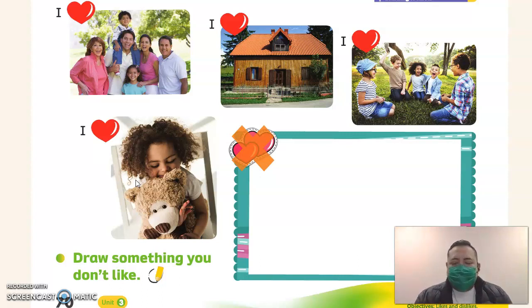Y por último, este rectangle, este rectángulo que tenemos aquí, we have to draw something that you don't like. Aquí va algo que no nos gusta, ¿ok? You have to draw something you don't like. Algo que no les guste.